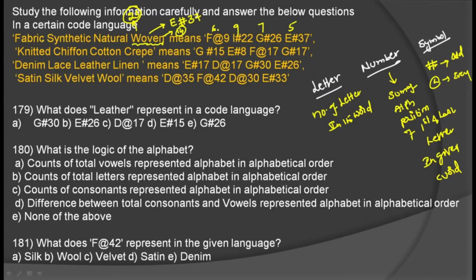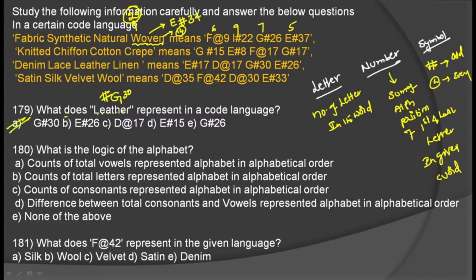Now, as per this question, go to the 179th question. How is leather represented in the code language? First of all, how many letters are there in total? 1, 2, 3, 4, 5, 6, 7 letters. Now, the letter for the code language is G. The numerical code depends on the alphabetical positions of the first and last letter. L is 12, R is 18. So we require 30 as the numerical code. There is an odd number of letters, represented by the symbol. Now you can choose your option, G as 30.